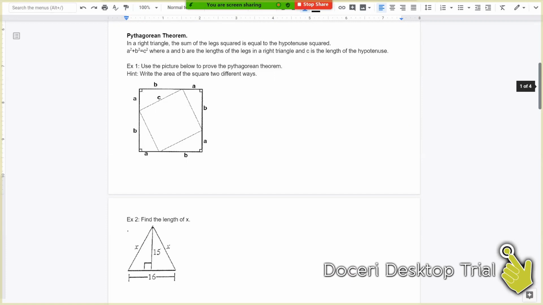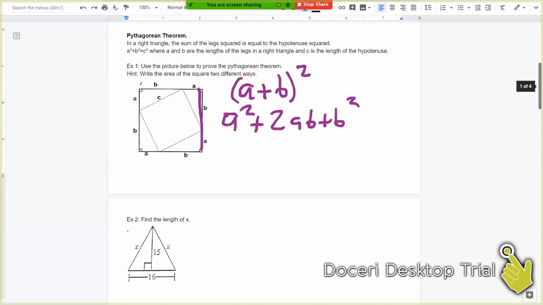All right, so the first way we're going to do it is to write the area of the square by using just the side lengths of that big square. So if one side is a plus b, and since that's a square, the area is going to be a plus b squared. Now, if we multiply that out, it becomes a squared plus 2ab plus b squared.